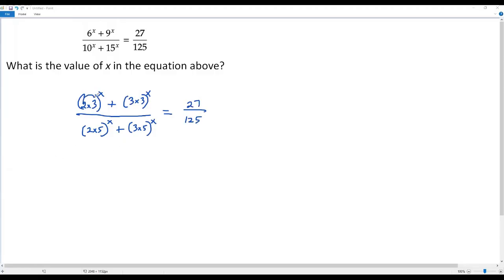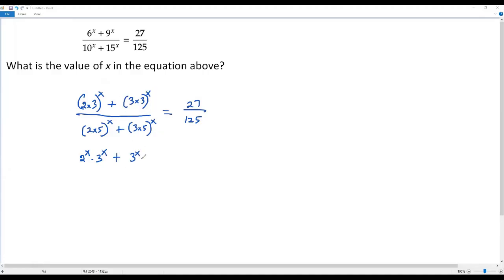Okay, here two numbers are multiplied. There is a common exponent. Whenever two numbers are multiplied or divided and we have a common exponent, we can take this exponent separately for each number and multiply the results. Then we have 2 to the power of x times 3 to the power of x. The same thing we can do for this one as well.